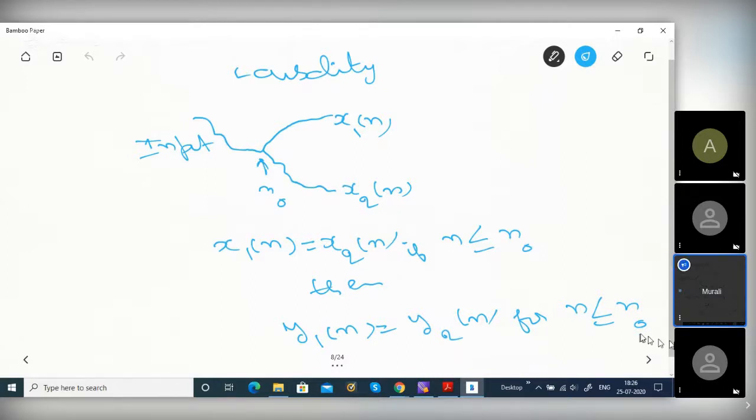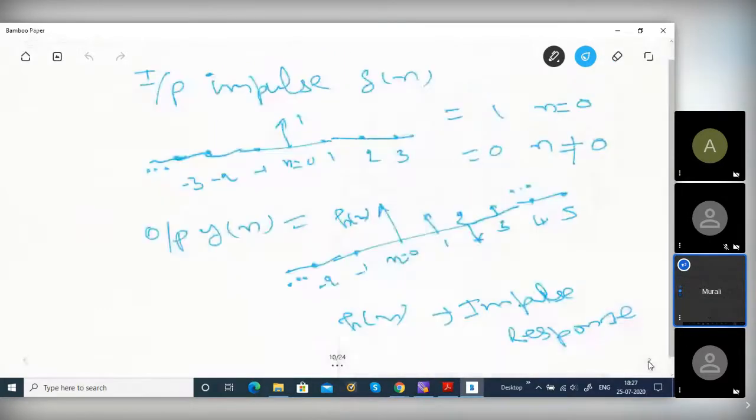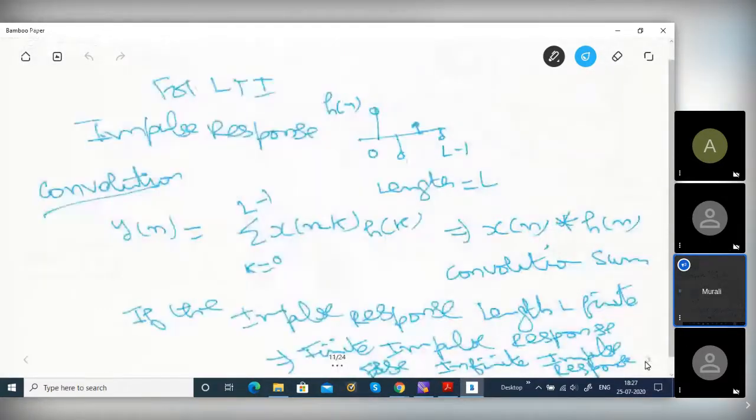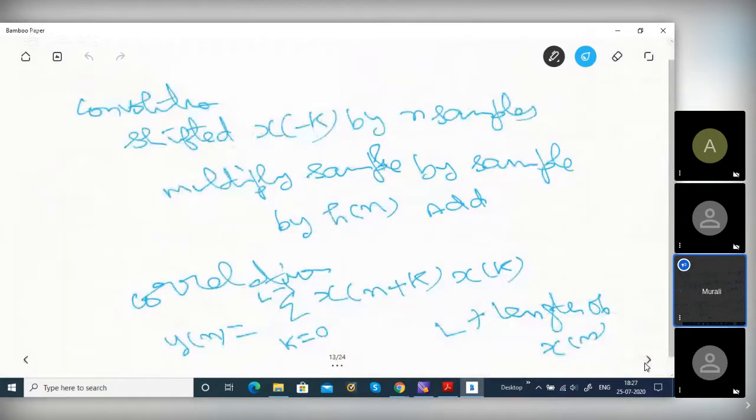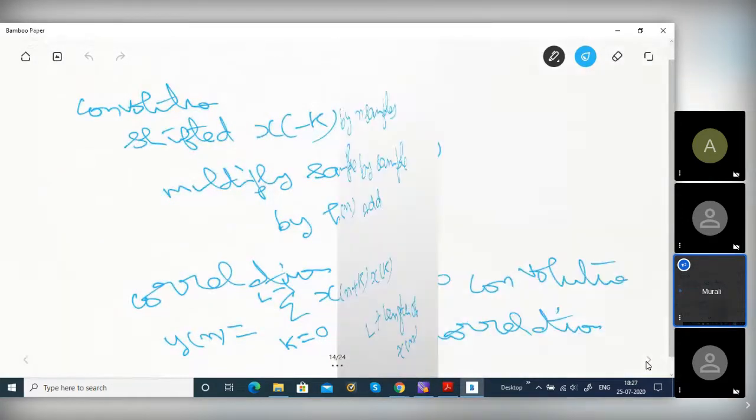Okay, I will give an example. Suppose some system is there which is non-causal. How do you realize that it is non-causal?